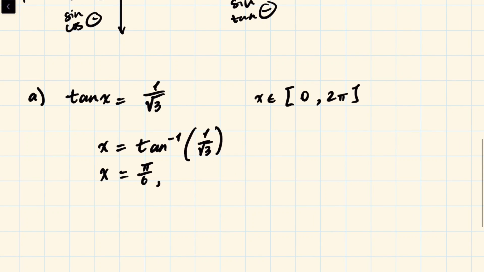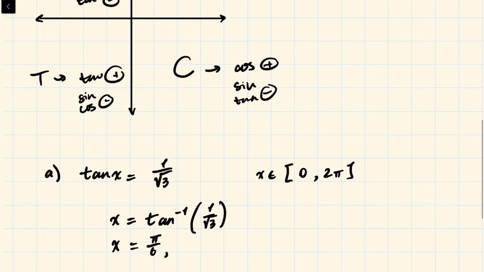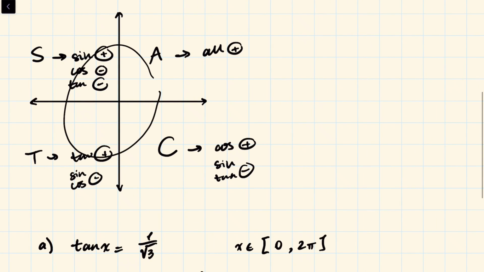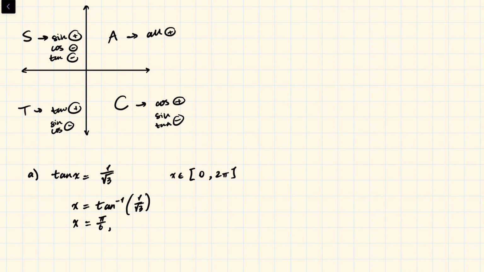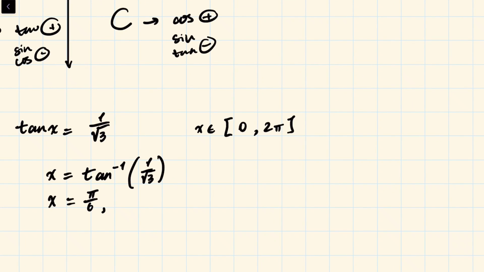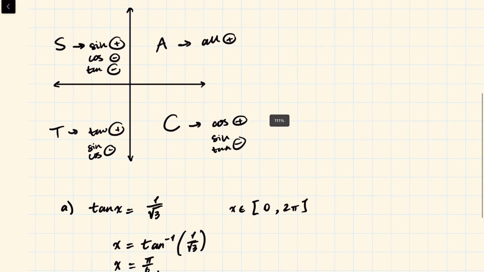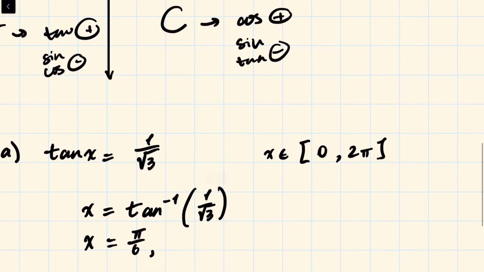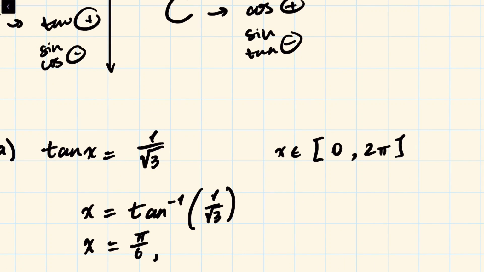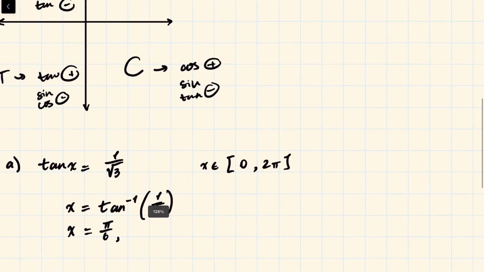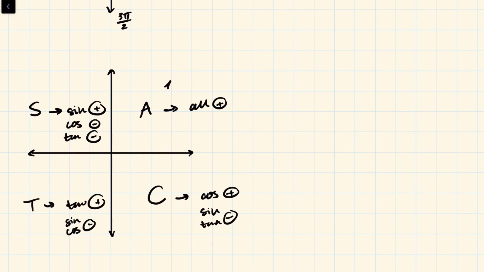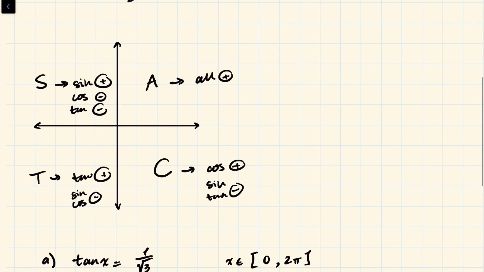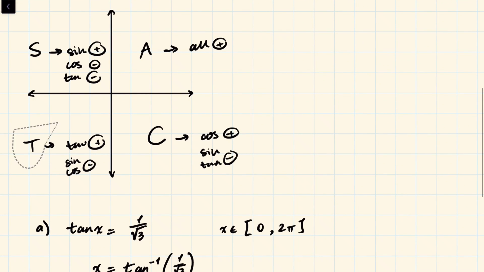Okay? So keeping that in mind now, we have two solutions, because now we're considering all possible angles within one rotation for the angle. So x could be pi over 6, but where else is tangent positive? This is a positive 1 over 3, right? So we know pi over 6 is in this first quadrant here, where all of them are positive by CAST rule. But where else is tangent positive? In the third quadrant down here, right?